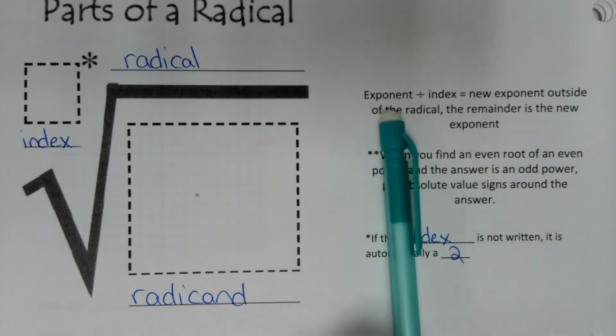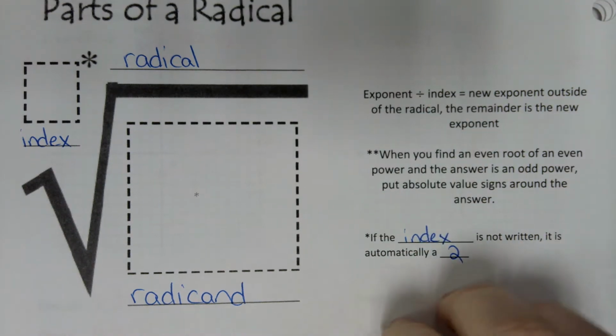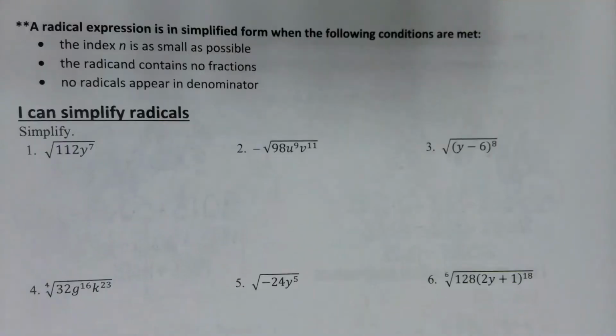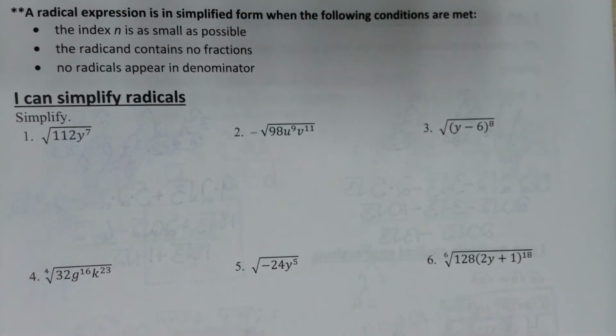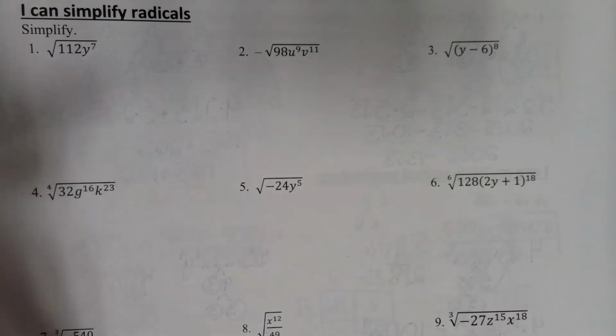Now, the exponent divided by the index will help us simplify, like you'll see on the next page. We'll know that a radical expression is simplified when the index is as small as possible, we have no fractions underneath the radical, and no radicals in the denominator. So to simplify our first radical, we'll need to do a factor tree for the 112.